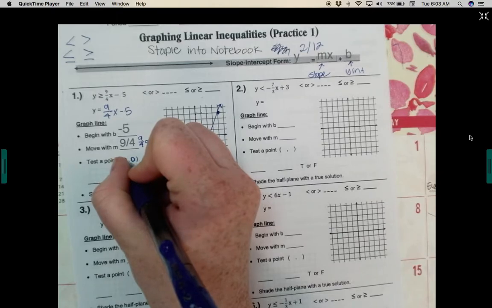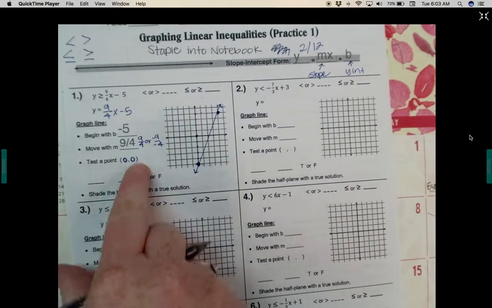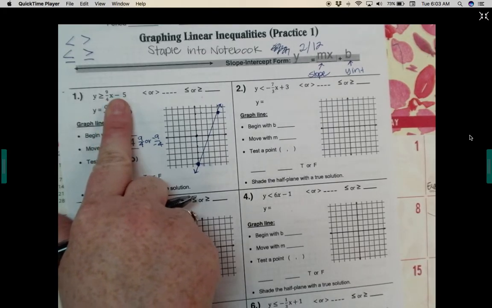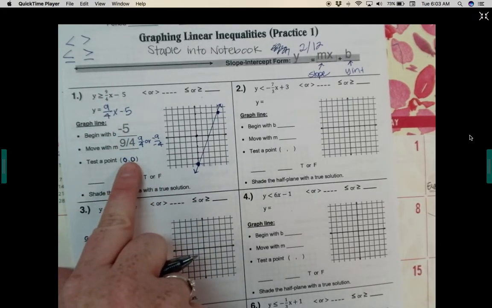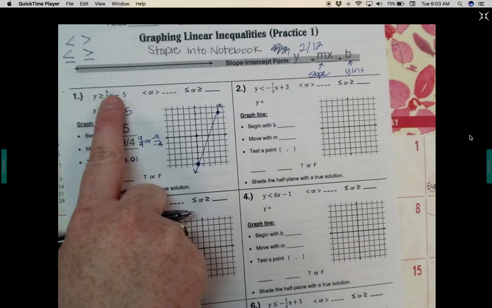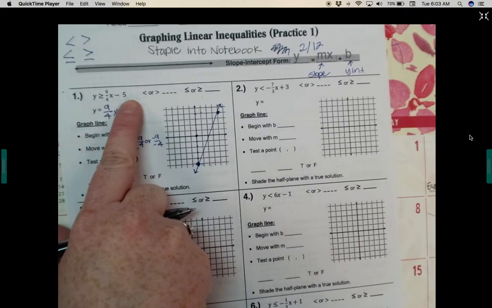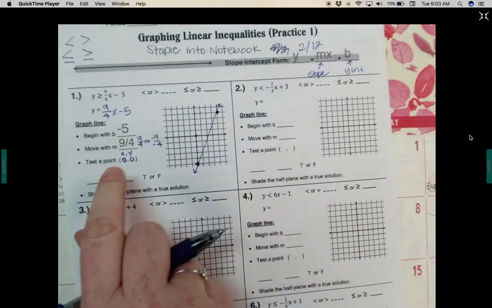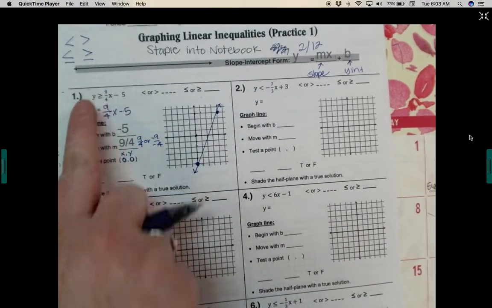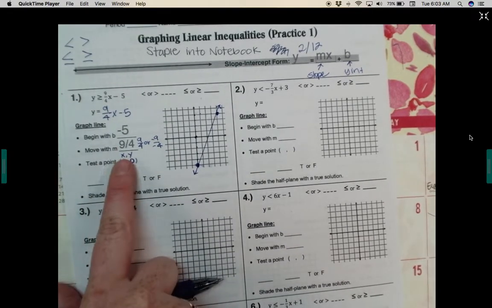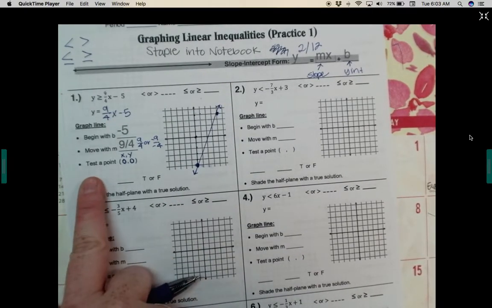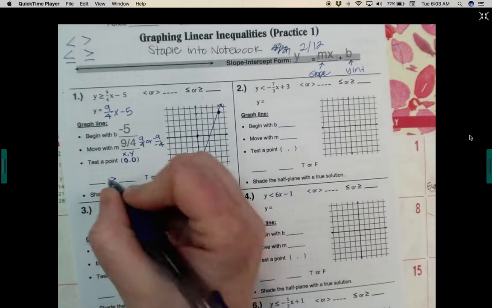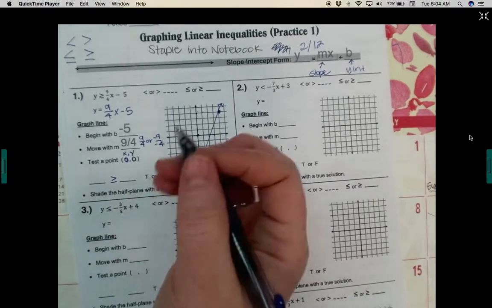That's to see if 0, 0 is a true statement when I plug it into this inequality or a false statement. So I'm going to plug the point 0, 0 in for y is greater than or equal to 9/4 x minus 5. Remember that our ordered pairs are x, y, so I'm going to plug a 0 in for x and a 0 in for y. There's a little bit of space for you to do that, but if you need to do it on a separate sheet of paper, feel free. This is where I'm going to put my ending solution.